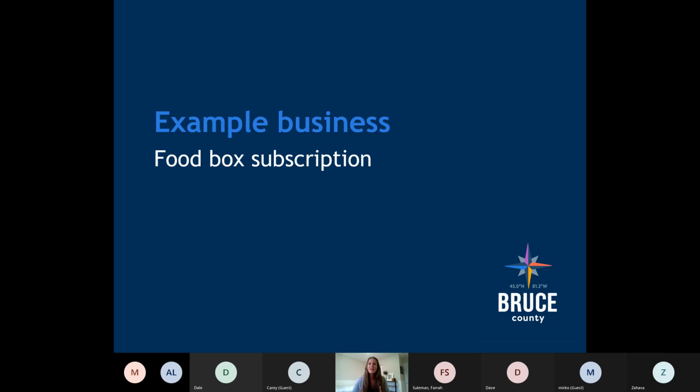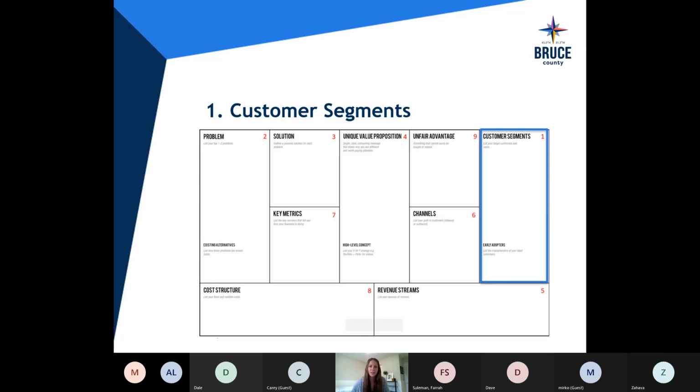Now, today, to make it a little more simple for everyone, and to hopefully generate some ideas for yourself, spark some curiosity, or put more meaning behind some of the lean canvas information, I'll be walking through an example that I've created of a food box subscription. So think Good Food or HelloFresh or one of those. With that, we'll get started in walking through each segment.